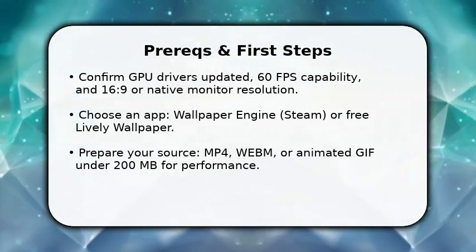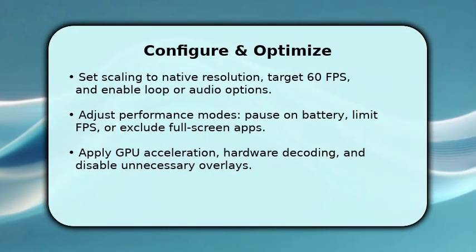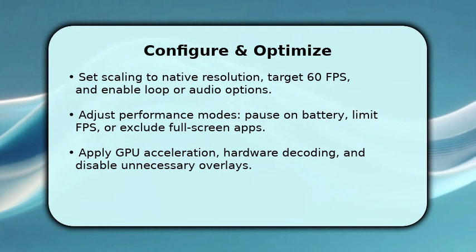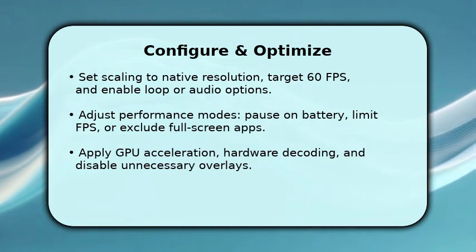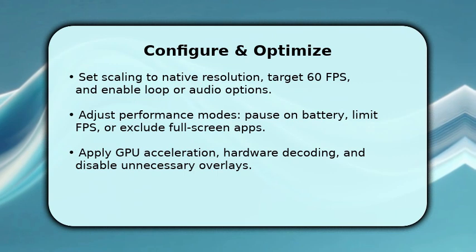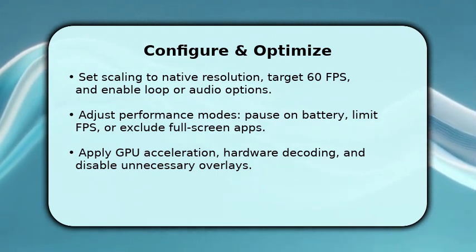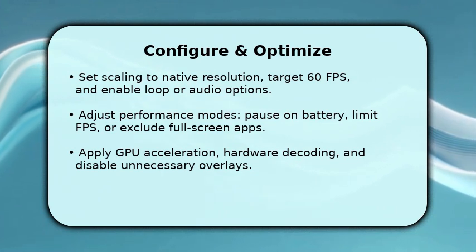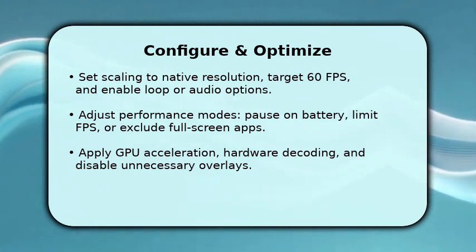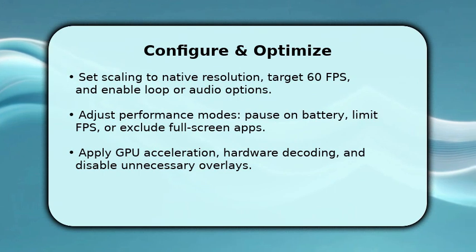Once the video is imported, open the Wallpaper app's properties and set scaling to native resolution. This preserves sharpness. You should target 60 FPS if your display supports it, but lower the rate to 30 on older GPUs to prevent frame drops. Enable hardware decoding and GPU acceleration to offload work from the CPU.